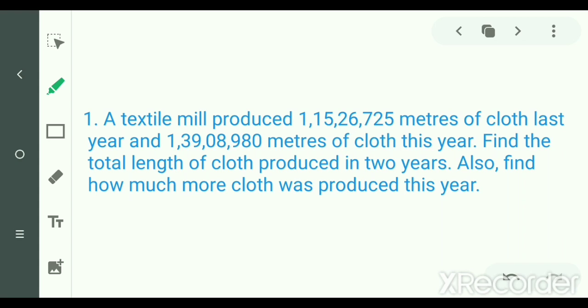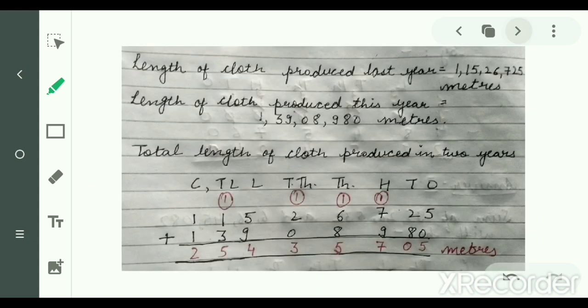So first we have to find the total length of the cloth produced in these 2 years. To find out the total length of the cloth, first we have to add the length of the cloth produced in the last year and this year. Last year the length of cloth produced was 1 crore 15 lakh 26,725 and this year length of cloth produced was 1 crore 39 lakh 8,980. So to find out the total length of the cloth produced, we will add both the lengths.